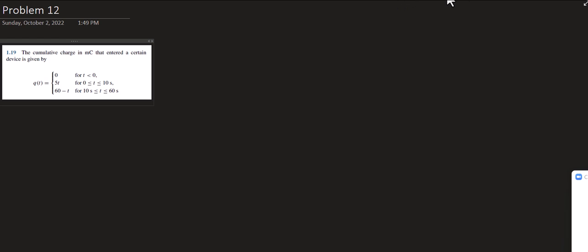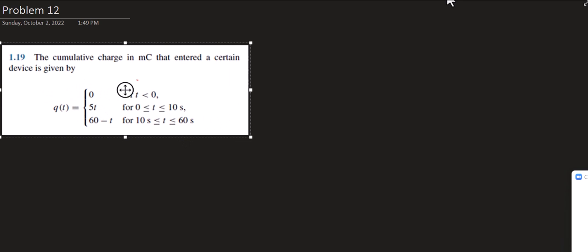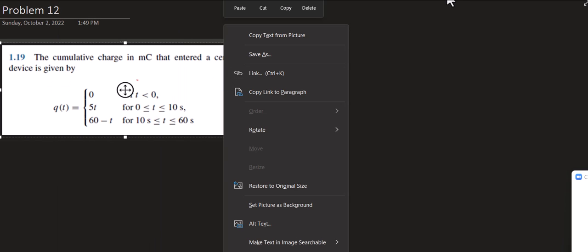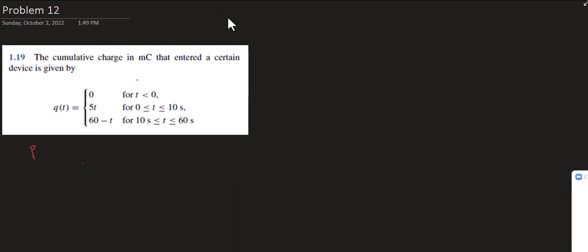All right. So the cumulative charge in millicoulombs that entered a certain device is given by this. And I wonder what the question is. The question is plot Q of t from t equals 0 to t equals 60 seconds and plot the corresponding current I of t entering the device.